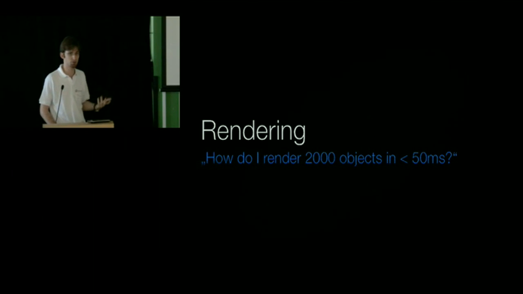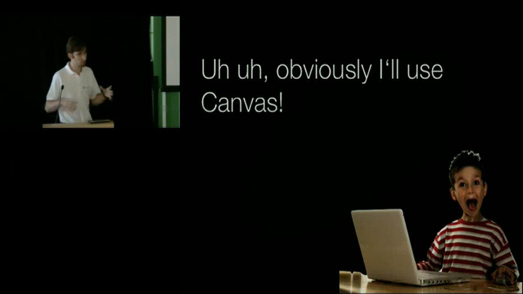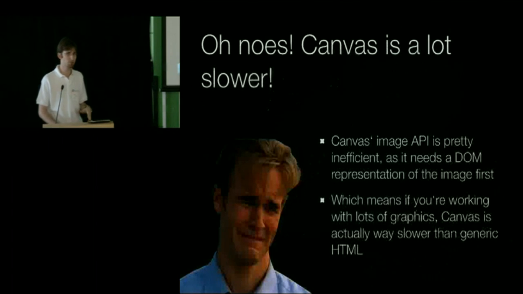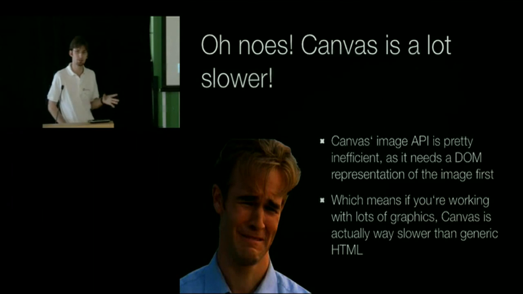And the most obvious idea was to use Canvas. So yes, we'll obviously use Canvas. And we tried that. We tried to use Canvas and render. But the sad experience with Canvas led us to realize that Canvas is a lot slower than HTML. Why is that? The Canvas image API is pretty inefficient because you first need to actually have a DOM representation of the image. So you have to first load it in JavaScript, have it load until the end, and then render it to the canvas.